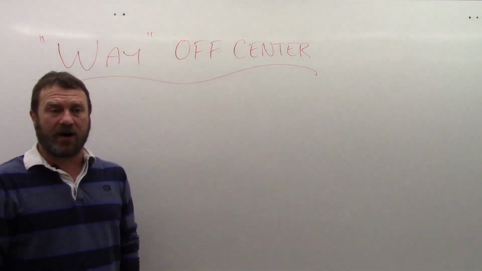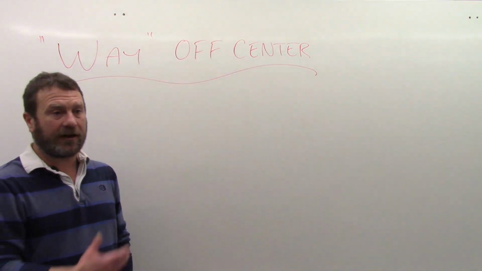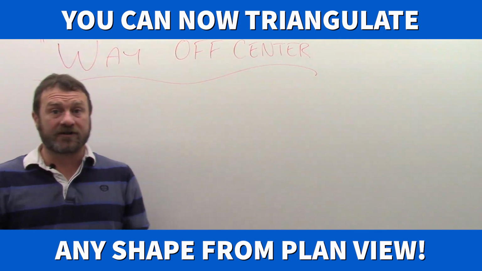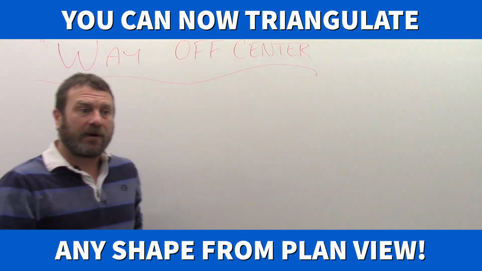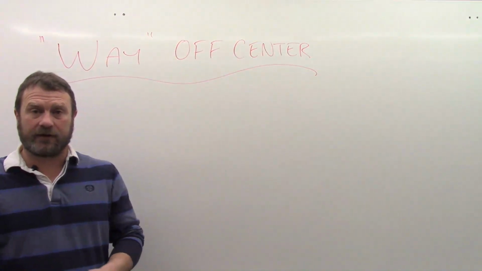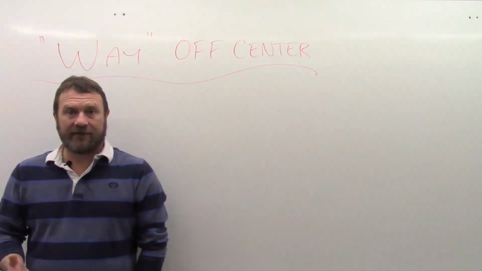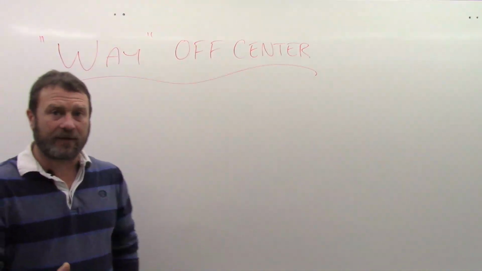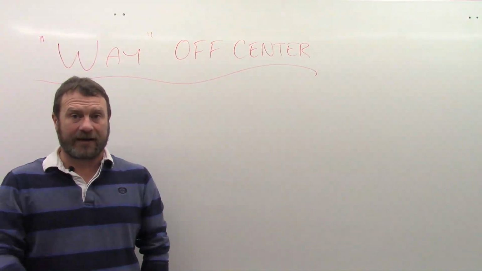Okay, the next part, or the last part of our triangulation unit, is going to be looking at something really off center, or way off center, or something of strange shapes. Now we talked about how we're triangulating from plan view when we first start off, and that's where we're leaving it. So really the difference now, when something becomes really off center, is just trying to draw the plan view. And that's really the hard part.